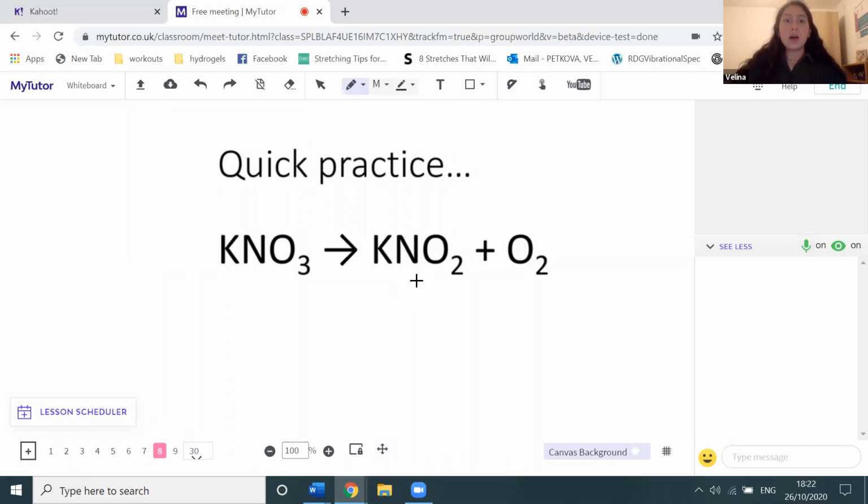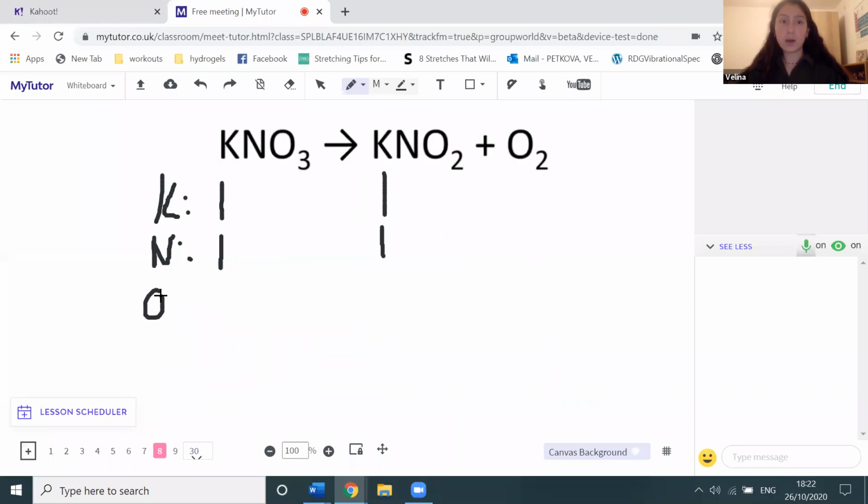So let's start with our potassiums. How many potassiums do we have? We have 1 on the left-hand side, 1 on the right-hand side. How many nitrogens do we have? We have 1 on the left side, 1 on the right side. How many oxygens do we have? We have 3 on the left. However, we have, oops, sorry, not 5. We have 4 on the right.